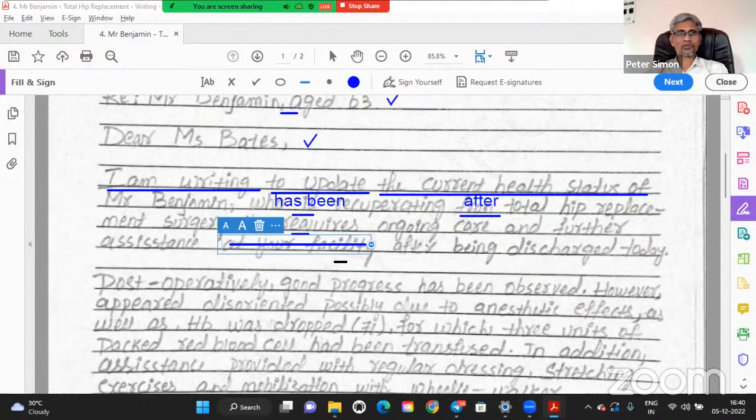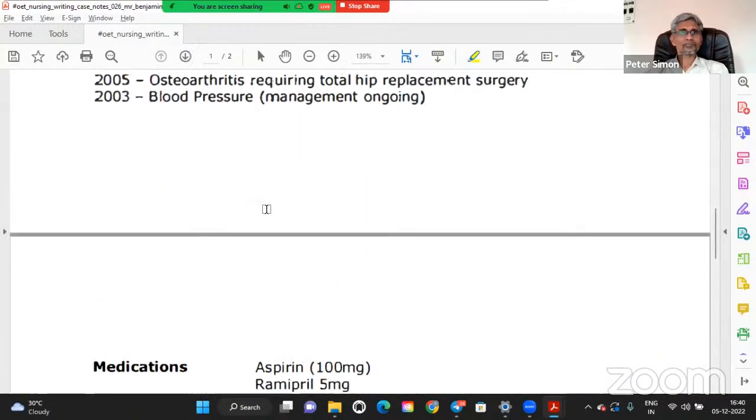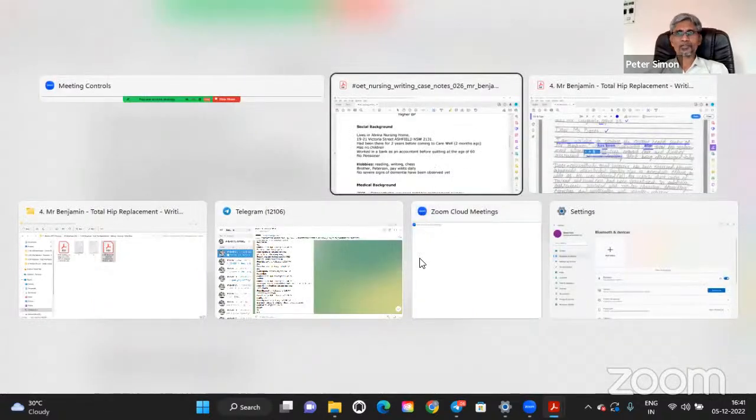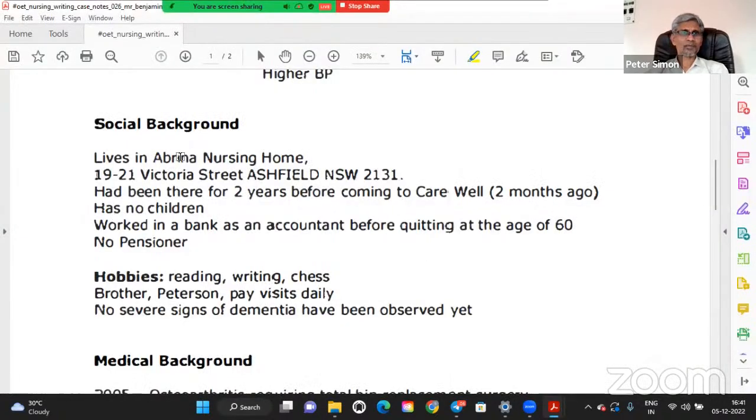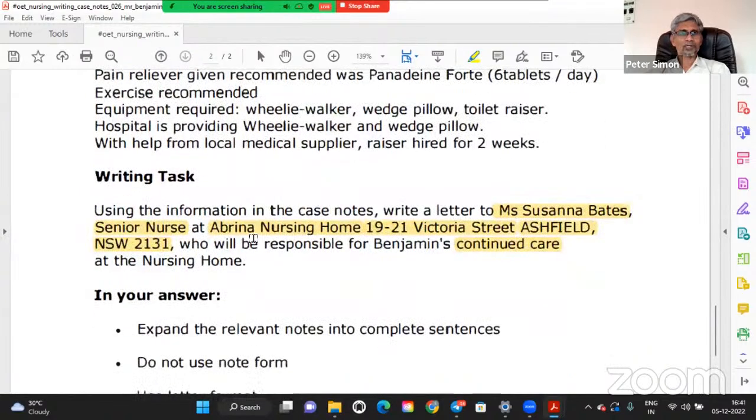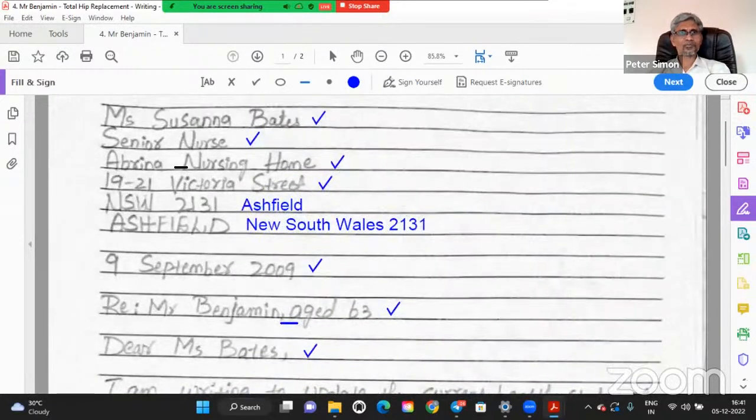Okay, just check it out there. So he has been for 2 years before coming to Caregal, 2 months ago. So you're writing to this one, Abrina Nursing Home. He is in Abrina Nursing Home, right? So there. You're writing here, Abrina Nursing Home. Lives in Abrina Nursing Home, Victoria. So, and you are writing to whom? Abrina Nursing Home. So that's it.